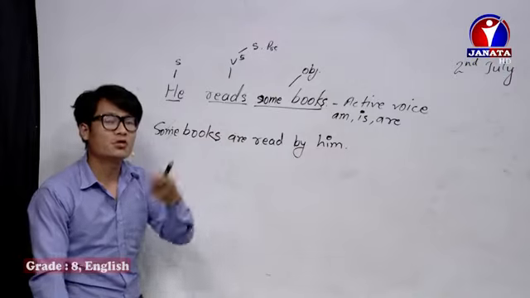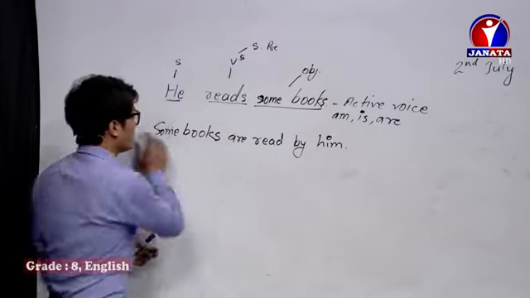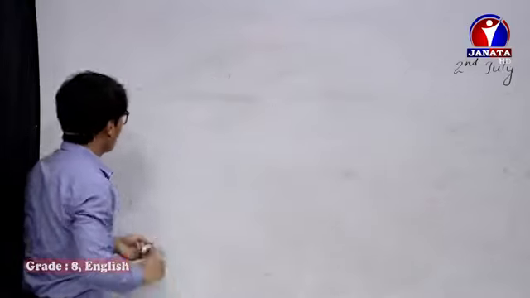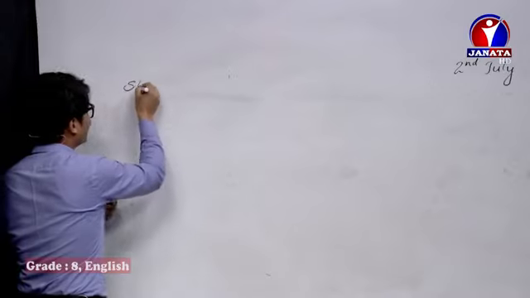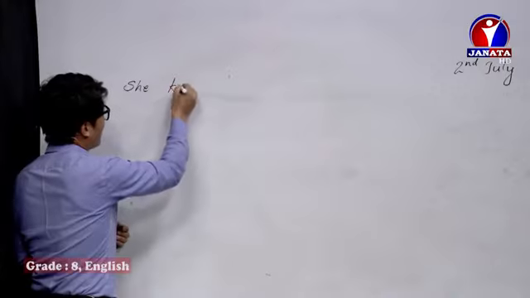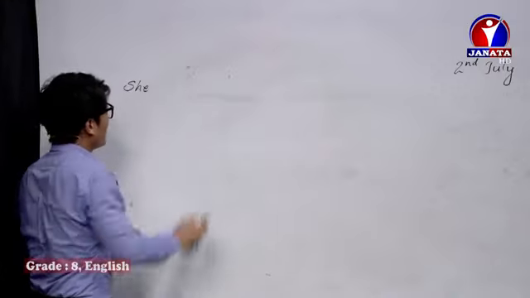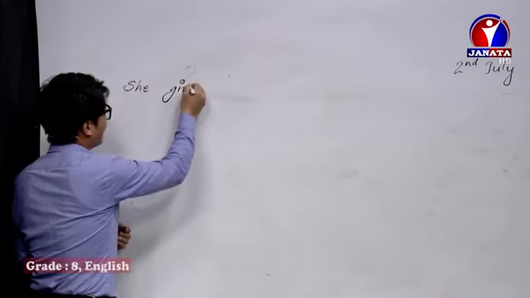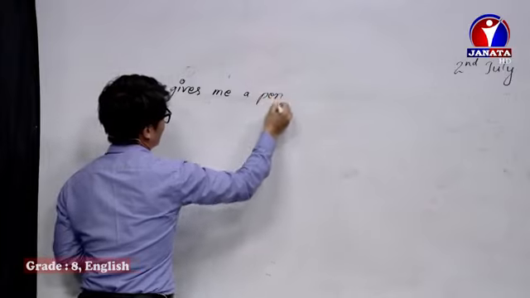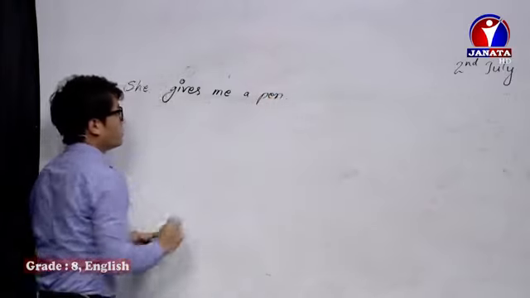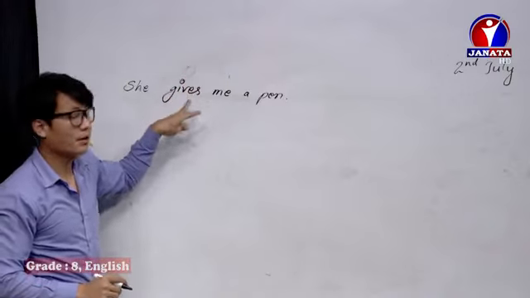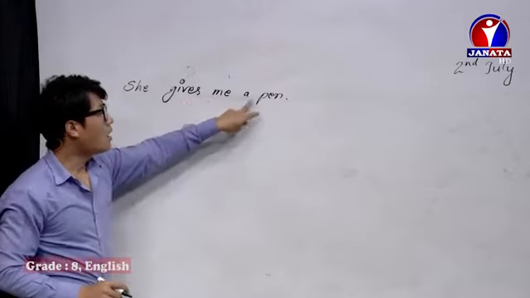Now what will happen when there are two objects, and how to find them? Now let me show you. Let me write: She gives me a pen. So I'm giving the example of verb 5 still. This is verb 5, so simple present. She gives me a pen.